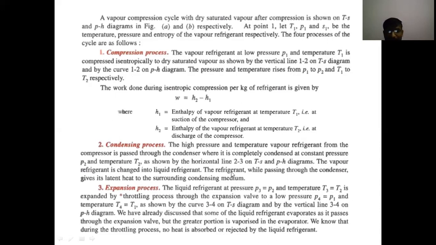In cold storage, that is the high capacity plants, we are using water as a cooling medium to absorb the heat from the refrigerant passing to the condenser.